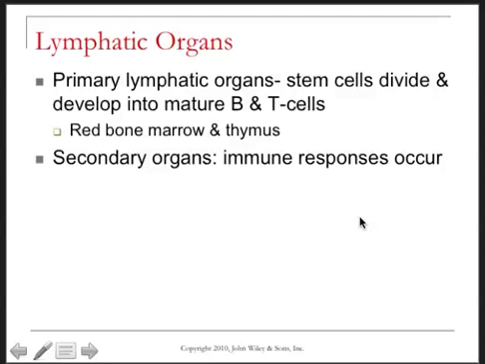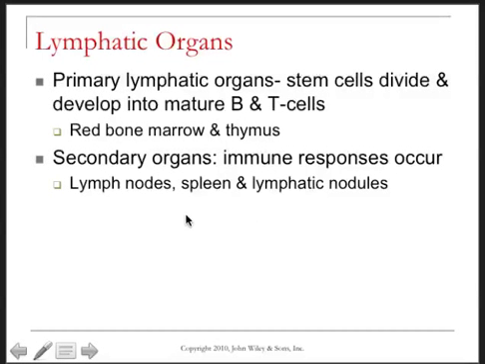Okay, let's talk about the secondary organs. This is where the immune response occurs. This happens in the lymph nodes, the spleen, and the lymph nodules. And what happens here primarily is that we alert the immune system to the presence of these pathogens, and now we're able to generate a team of white cells designed specifically to take out that particular pathogen by producing antibodies that bind to them very effectively, or T cells that are designed to interact with only their antigens and as a result destroy them.